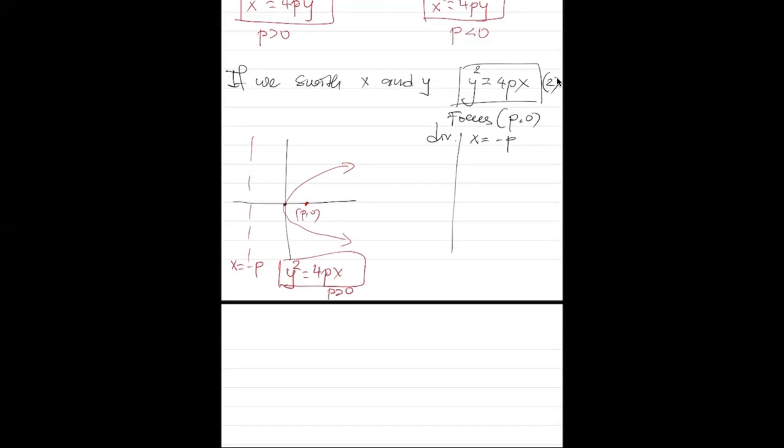And the last case, where the parabola opens to the left, the focus is right here, (p, 0), the directrix to the right, with equation x equals negative p. This is the x and the y-axis again. And our equation is again y squared equals 4px, but p is negative.